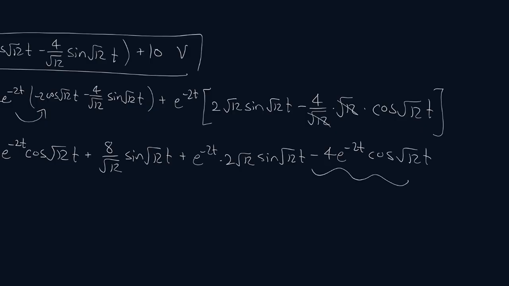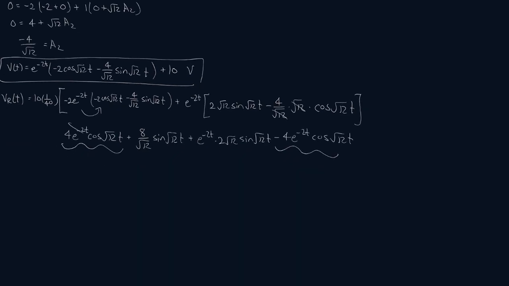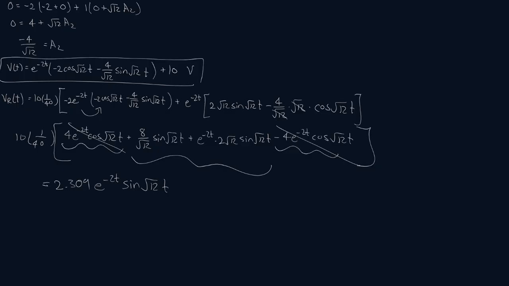Notice this and this should cancel each other out, so the cosine terms are gone, and we'll just add the two sine terms up, times 1 over 40 times 10, and let me see what that gives me. You should get the following: 2.309 e to the minus 2t times sine square root of 12t, and that's your VR of t.